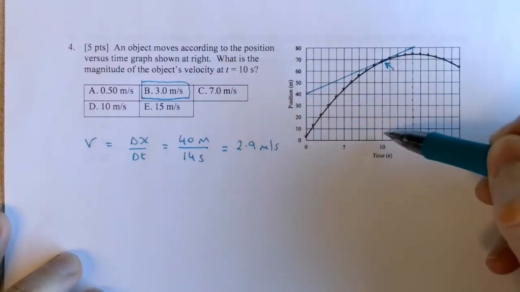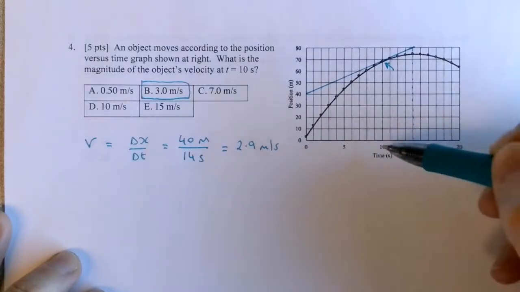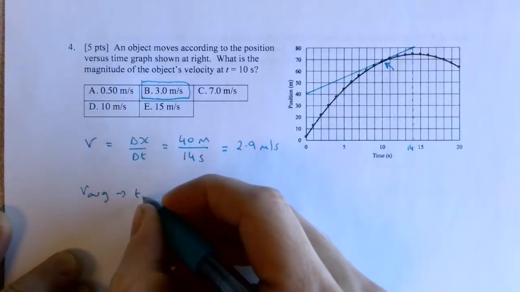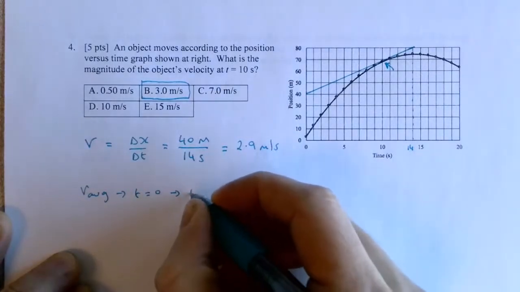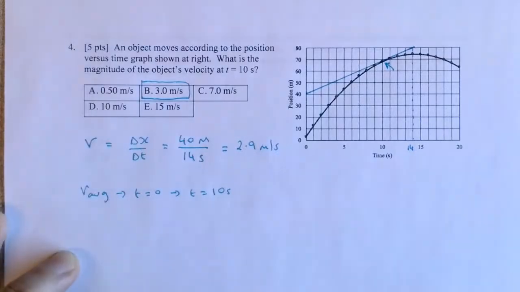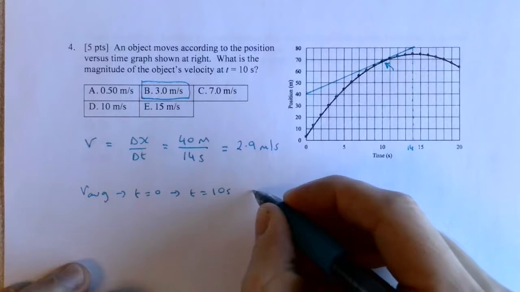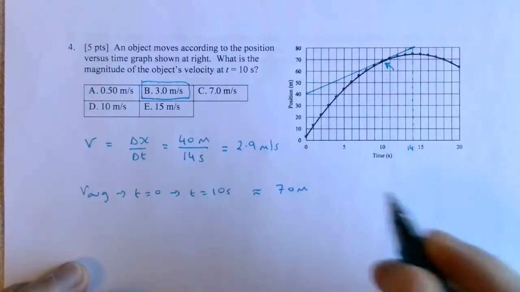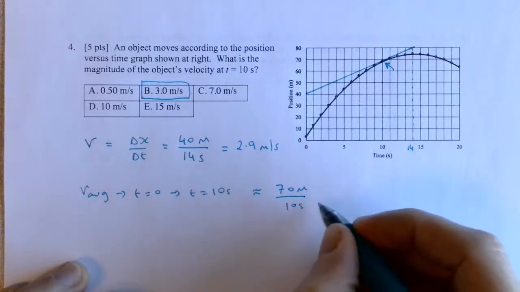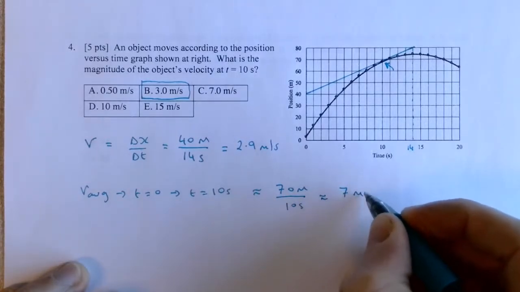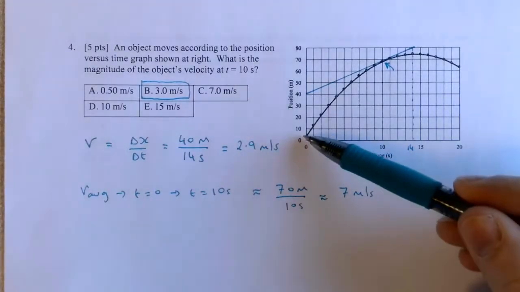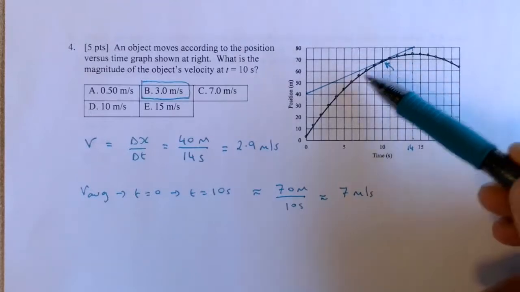So the average velocity for the time interval from t equals 0 to t equals 10, which is not the question at hand, but an important thing to point out, would be approximately equal to 70 meters. Again, it doesn't start exactly at 0, but approximating it to 10 seconds, it would be approximately 7 meters per second. But that's the average, so this object is starting out with a steeper slope than this blue line that I've drawn.